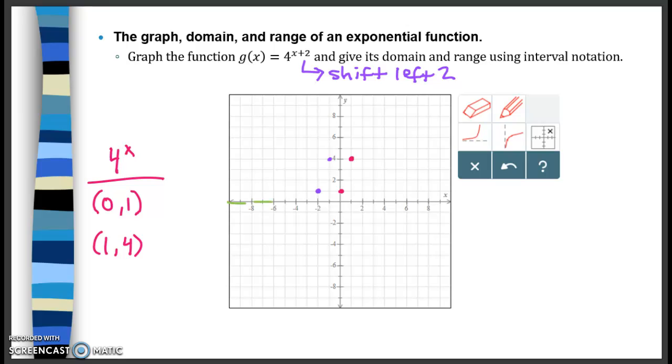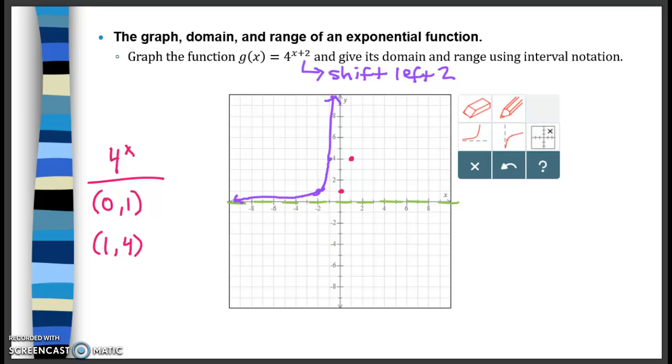And I know my graph of 4 to the x has an asymptote at y equals 0. So that means my function is going to approach that asymptote like that, and then go up. And there is my graph of g of x.